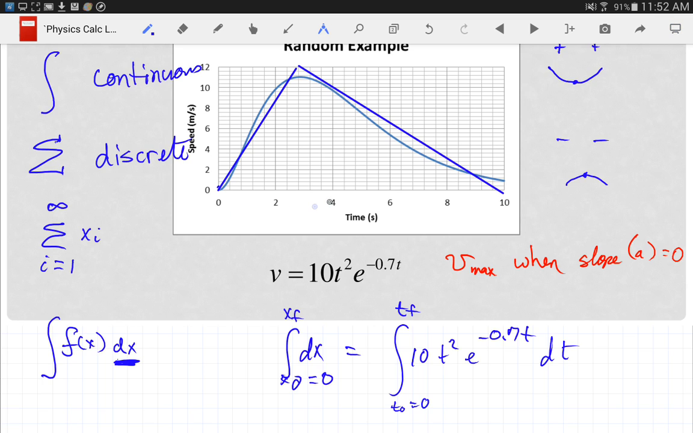One half base times height. So you would have 10 as the base, the height is 12, one half of 10 times 12 would be about 60. So that's my estimate for the distance it would travel. But you could do the calculus and get it right.